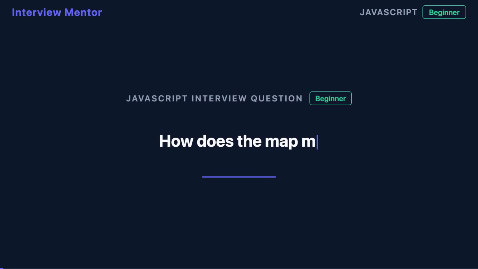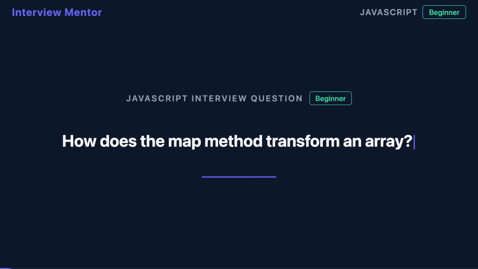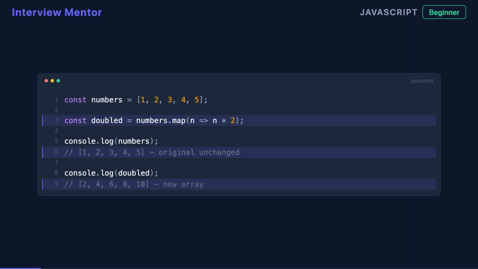Here's a mistake I see all the time. Developers use map when they should use forEach, or worse, they expect map to modify the original array. Let's fix that. The first thing to understand about map is that it never touches your original array. Instead, it creates and returns a completely new array.